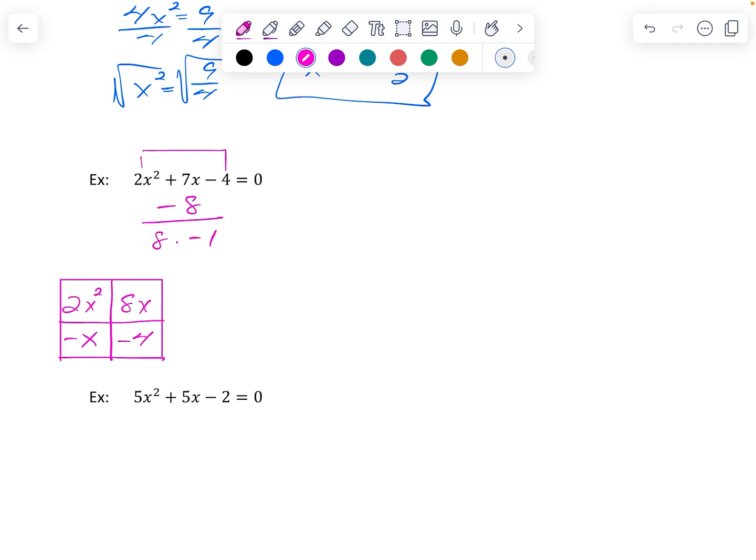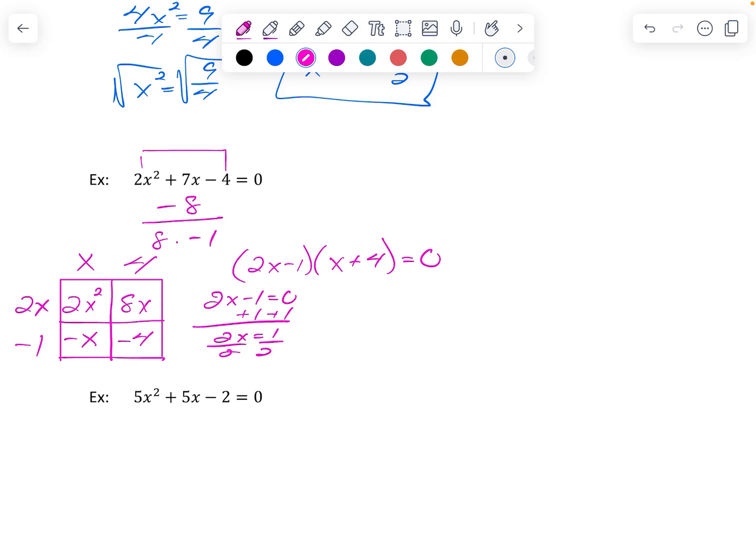So common factor first row, 2x. Greatest common factor second row, -1. Greatest common factor first column. Greatest common factor second column. So this turns out to be (2x minus 1)(x plus 4) equals 0. Remember, we could set 2x minus 1 equal to 0 to solve that. 2x equals 1, so we get x equals 1/2, and then also -4 for that second parenthesis.